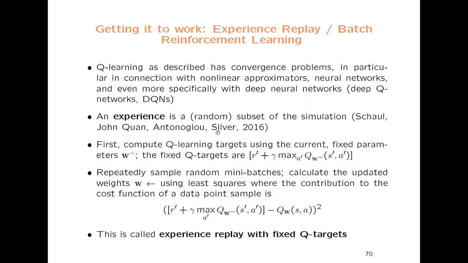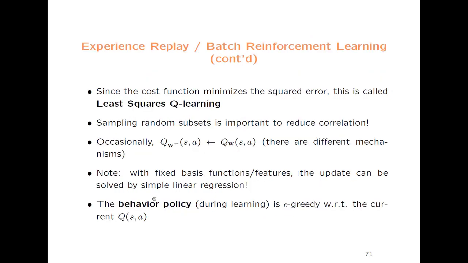And this is called experience replay, because we're using this sort of offline data with fixed Q targets, because these are considered fixed. And doing this, it looks like a well-known regression problem, or at least a squares problem, so you might already have the feeling that this might work quite well. And so the cost function minimizes squared error. This is also called least squares Q-learning. And sampling a random subset is important to reduce correlation. If you always take sequential batches, it doesn't work so well.